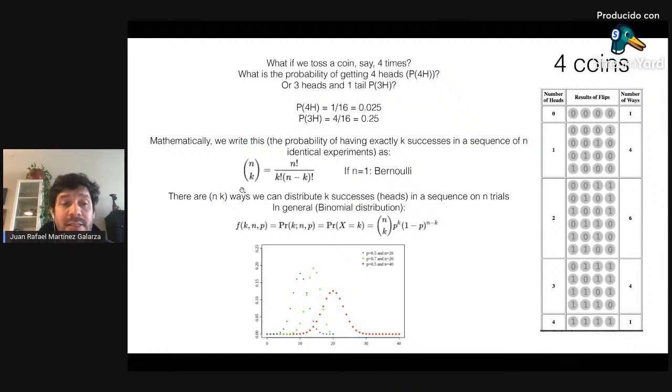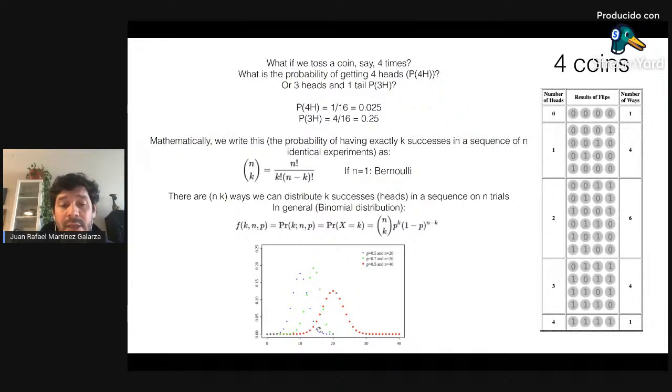But basically what this means is that there is this number of ways in which we can distribute k successes, or heads in the case of the coin, in a sequence of n independent trials. However, in general, if your coin is not fair and you have a biased probability of having one outcome preferentially over the other, you can incorporate that probability here. And now you have that amount that we have just defined multiplied by the product of the two probabilities, basically in the case where it happens and in the case where it doesn't happen. So this expression gives you the most general way to describe this binomial probability distribution.